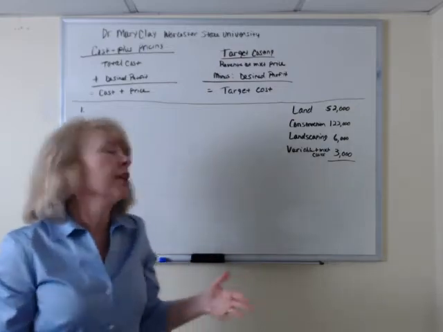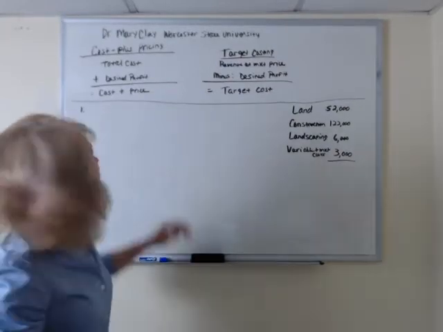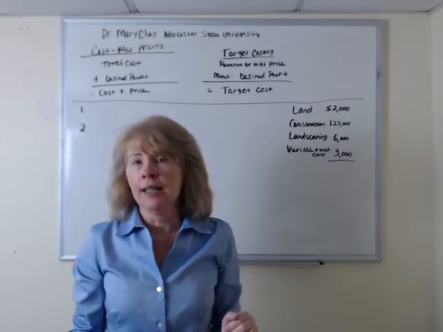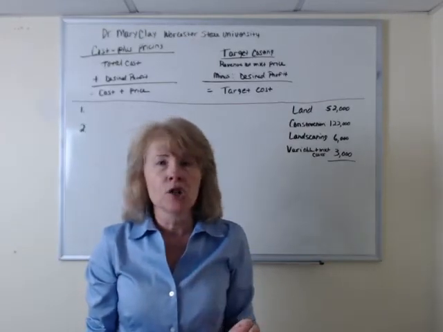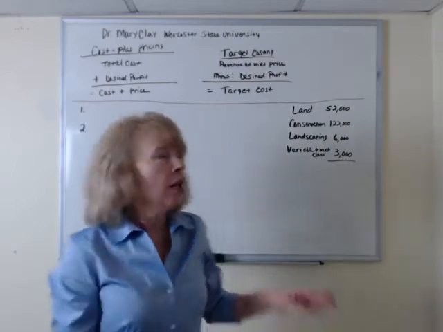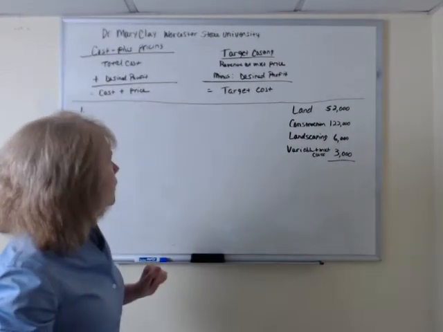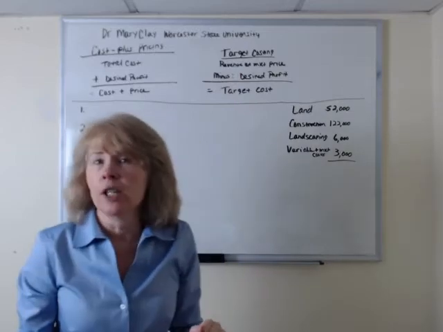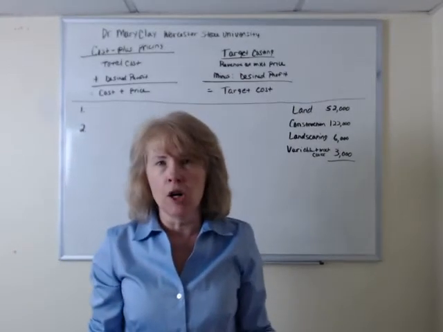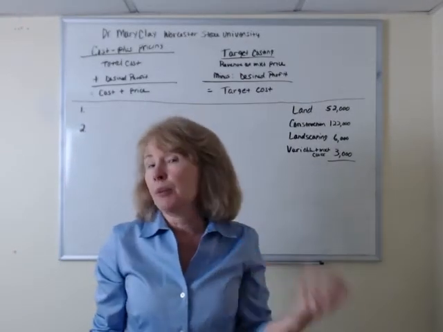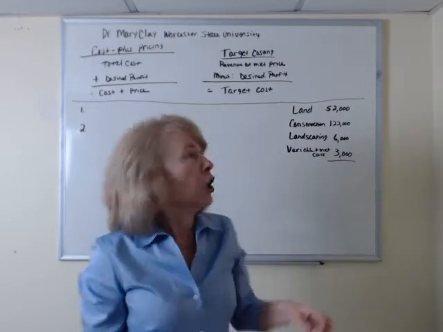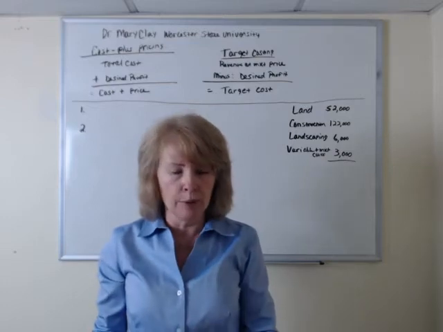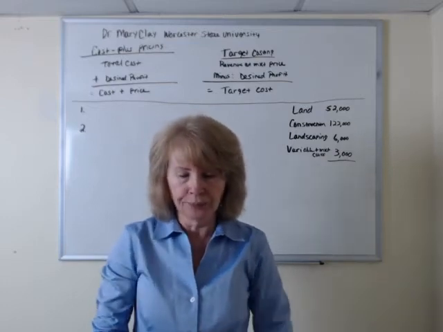Okay, so let me just give you a quick refresher. Cost plus pricing: the product is going to be unique, there won't be a lot of competition, it's a brand name. They are going to follow cost plus pricing. Target pricing is not going to be unique. There's a ton of competition. It's not a brand name, so they will follow target costing. Okay? All right, so let's look at the problem that we're going to go through.